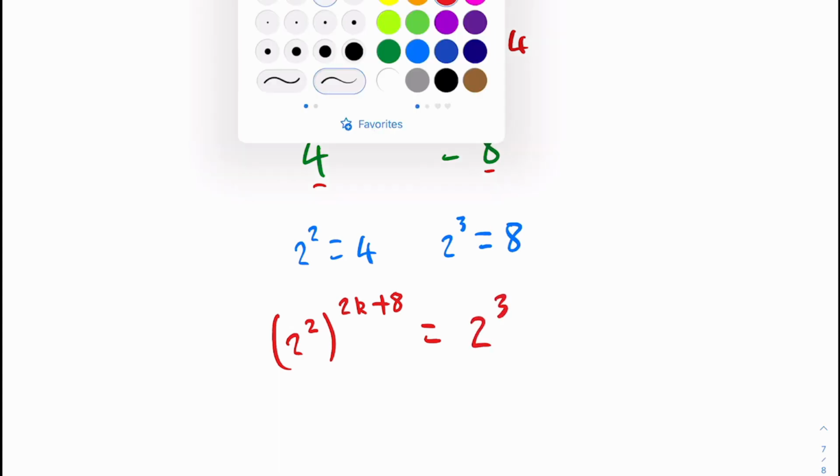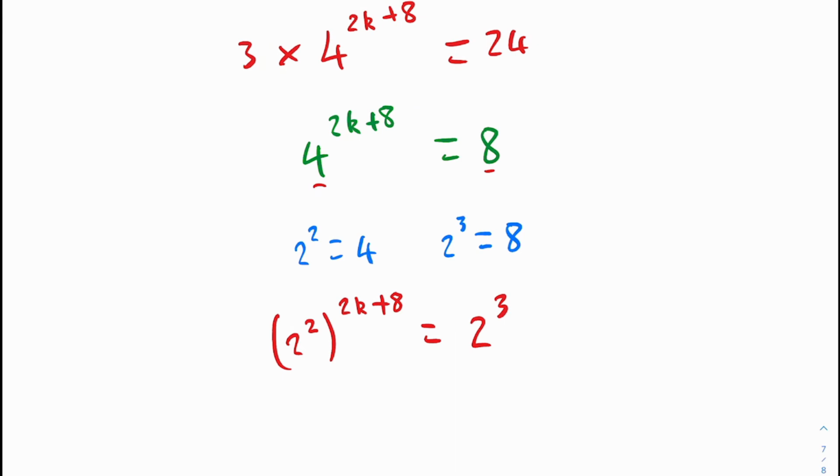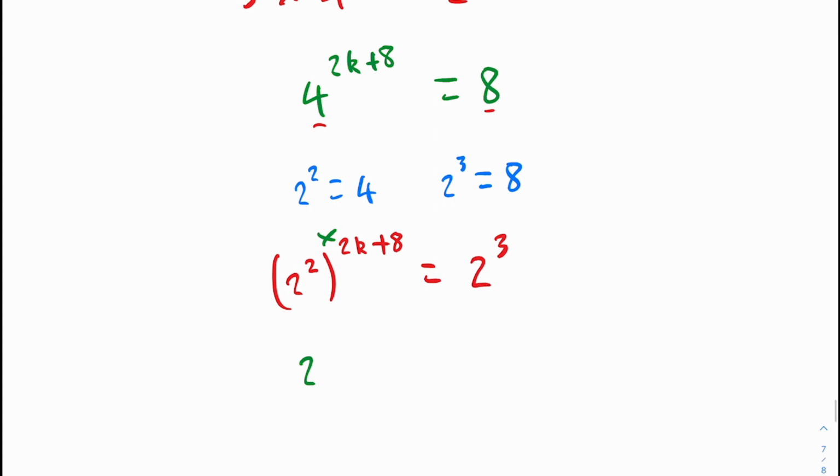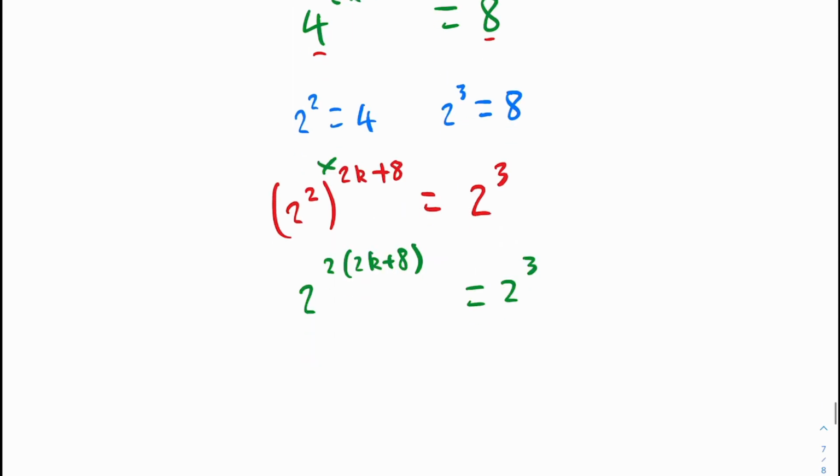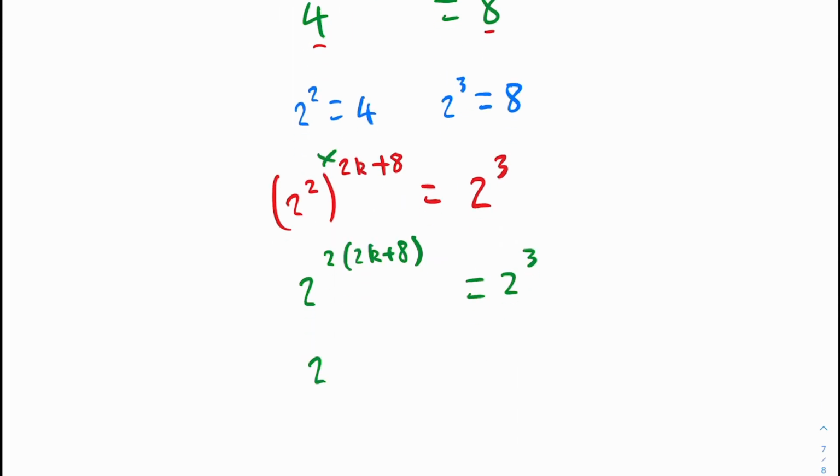What we can then do is compare the two sides. Actually, the first thing is we need to solve this, so we need to multiply our powers. So multiply, and we get 2 to the power of 2 brackets 2k plus 8 equals 2 to the power of 3. So expanding the bracket, we get 2 to the power of 4k plus 16 is equal to 2 to the power of 3.